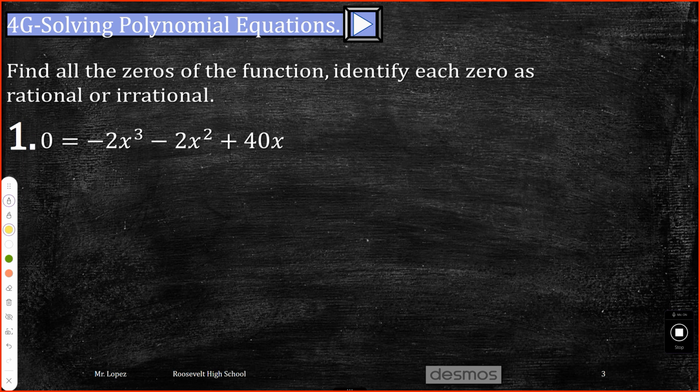What's the biggest number that divides evenly into all three of these numbers? And the answer is 2, isn't it? 2 going into 2, 2 going into 2, 2 going into 40, no? 2. And if the leading coefficient is negative, you also have to put that negative in front of it.